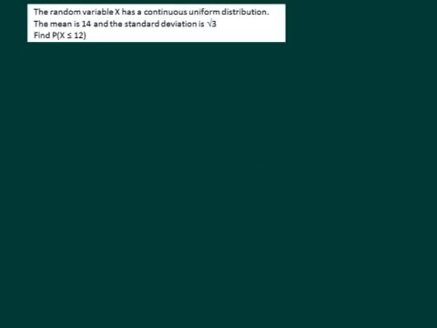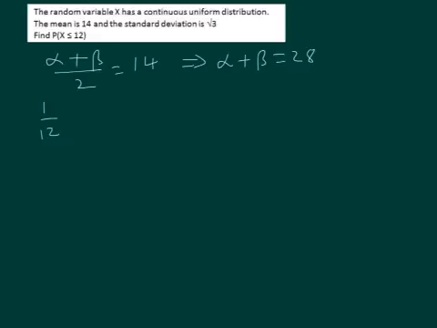Here's a second example. This time we're not told what alpha and beta are, but we're told that the mean is 14, so alpha plus beta over 2 is 14. In other words, alpha plus beta equals 28. And we're told the standard deviation is the square root of 3, so the variance must be 3. The variance is the square of the standard deviation. Don't forget to use the correct formula. It's a 12th beta minus alpha all squared. So that means that beta minus alpha all squared is 36, which means beta minus alpha equals 6.